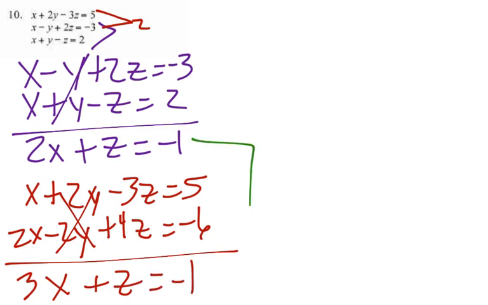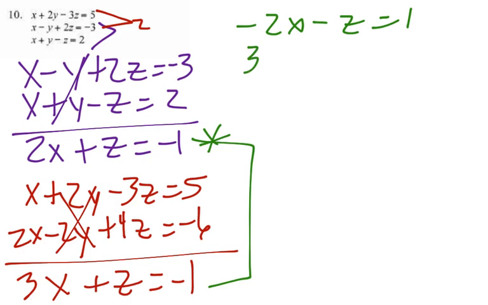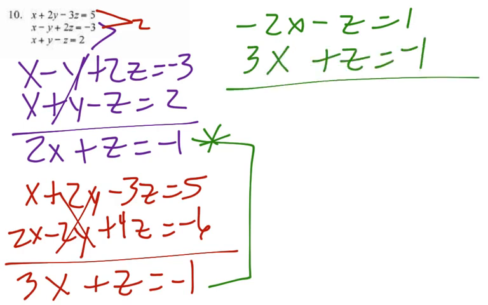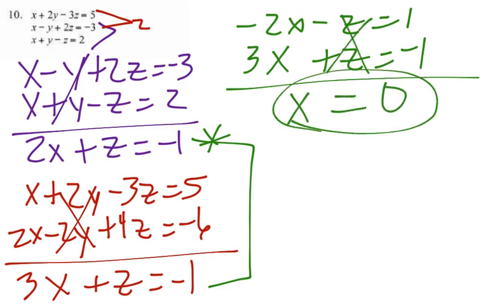Got to take these 2 new equations, make something cancel. If I change all the signs in this first one, then the z's will cancel. So negative 2x minus z equals positive 1. 3x plus z equals negative 1. That gives you x. Your z's cancel. 1 minus 1 is 0. There's your first solution, x equals 0.